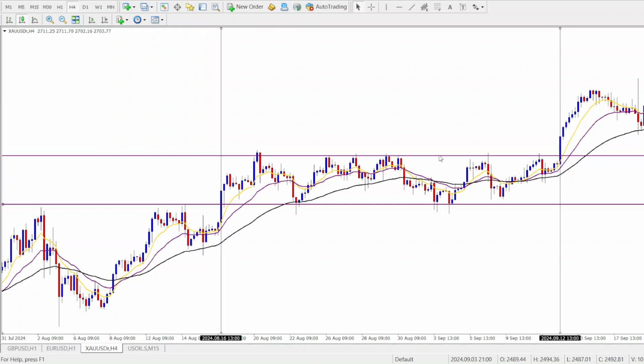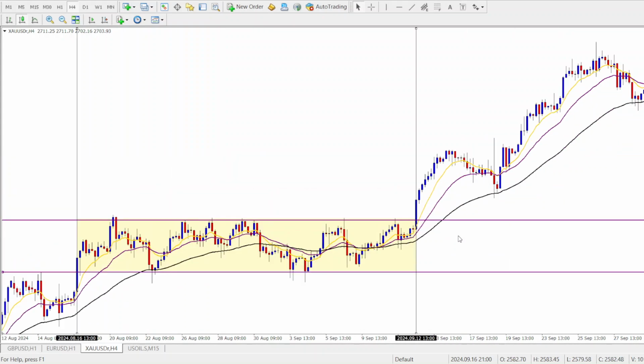Now, some common consolidation patterns include rectangles, just like this. This is a perfect example of a rectangle. The rectangle is one of the common consolidation patterns where price bounces back and forth between horizontal support and resistance. Another one is triangles.